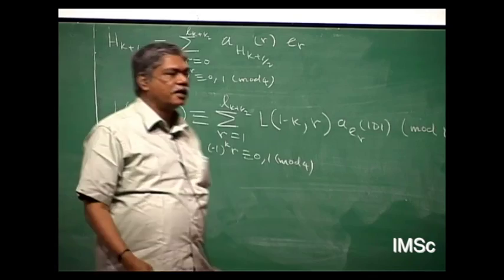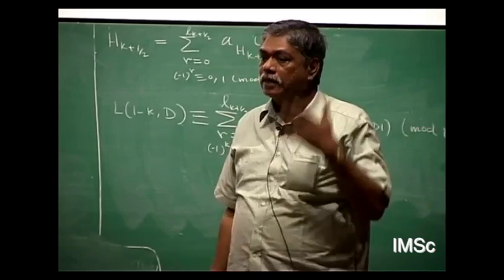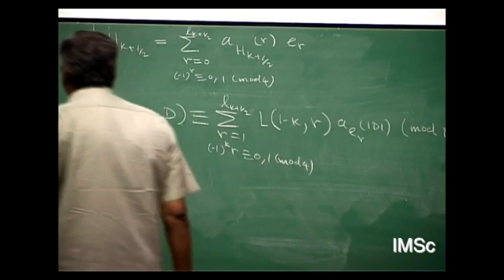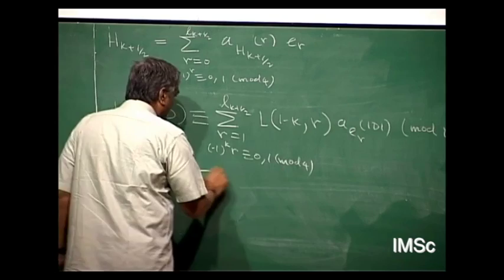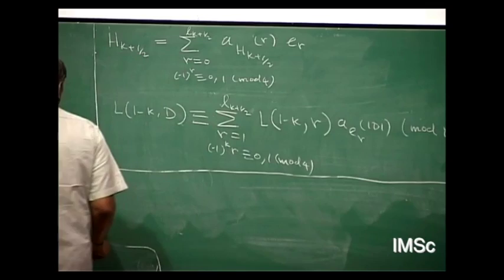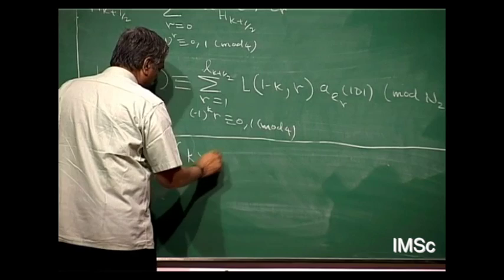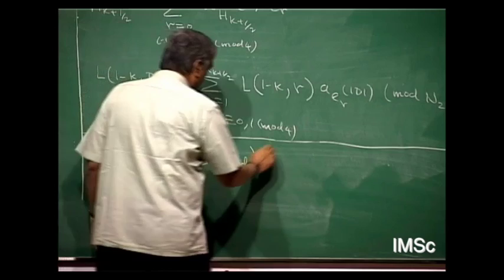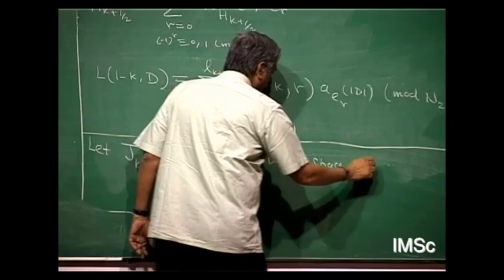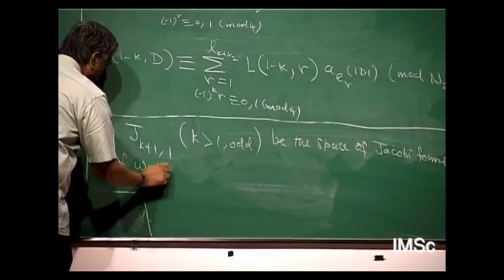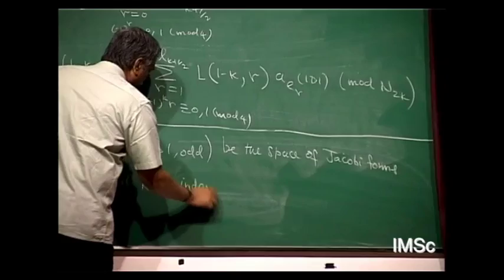Okay, next my question is, does there exist any other natural elements in these spaces other than this Eisenstein series? Obviously, the answer is yes. For example, if you consider the other sister objects like Jacobi forms or Siegel modular forms, they obviously provide a positive answer to this question. Therefore, to explain this, I will consider the Jacobi forms. Let k be odd, and let J be the space of Jacobi forms of weight k+1, index 1, for the full group.